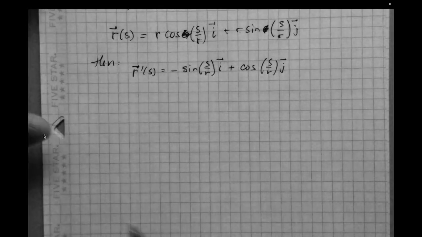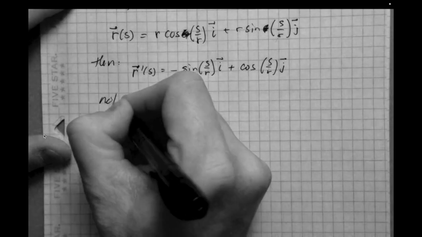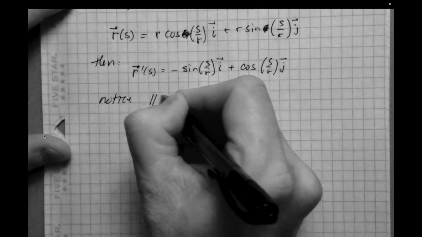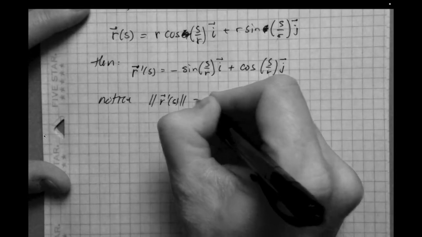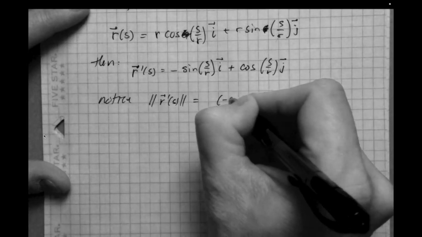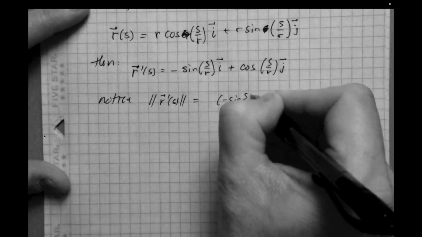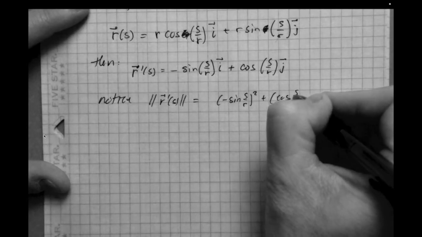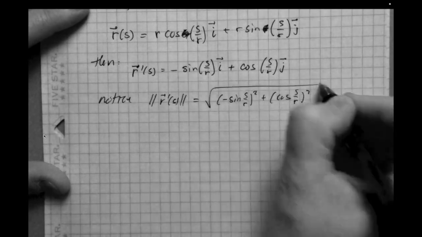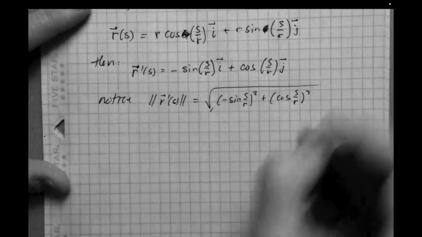Okay, and it should be kind of obvious, but notice here that the norm, as we said it would be, is equal to 1. In this case, it would be negative sine of s over r squared plus cos of s over r squared, and so that's just sine squared plus cos squared equals 1. Okay, so we've got that piece. Just double checking that.